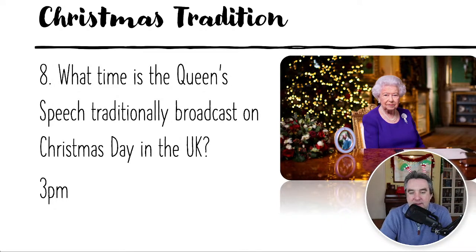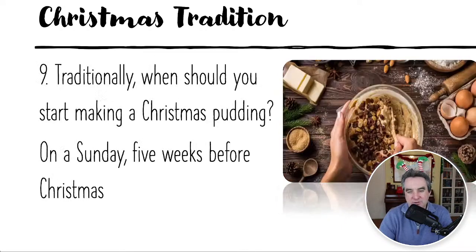Anyhow, let's move on to question number 9, which was, traditionally, when should you start making a Christmas pudding? Traditionally, it's on a Sunday, 5 weeks before Christmas. Gosh, 5 weeks before Christmas. So, who said this? Margarita said a month before. At least I did it a month in advance. So you're not far off, Margarita. You're quite close there. But it's 5 weeks before Christmas, so sometime in the middle of November, I guess.